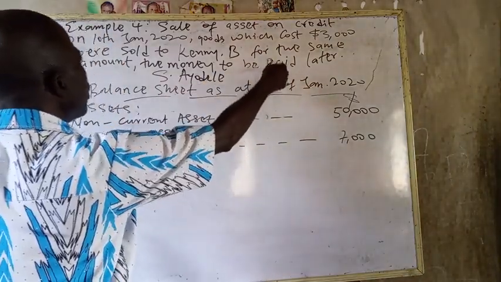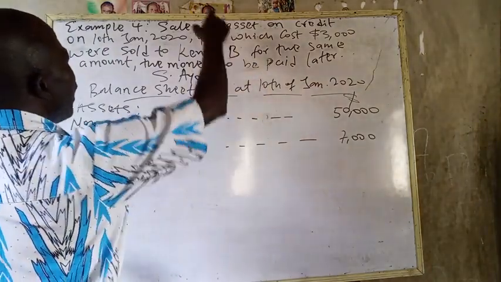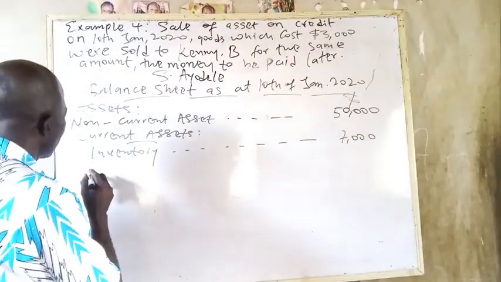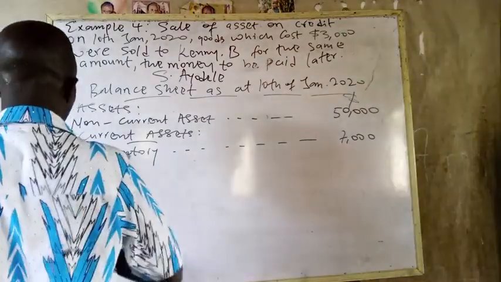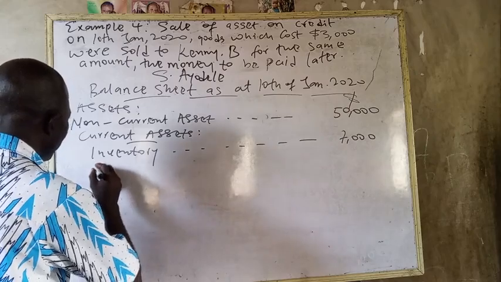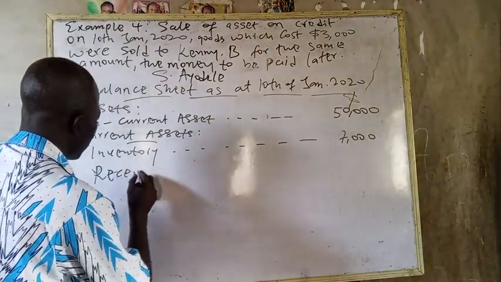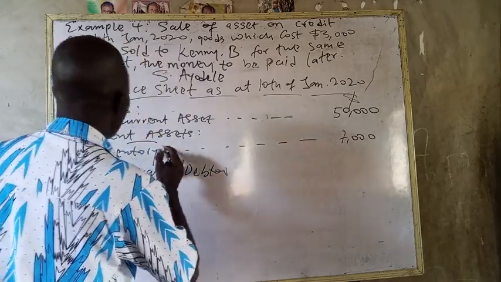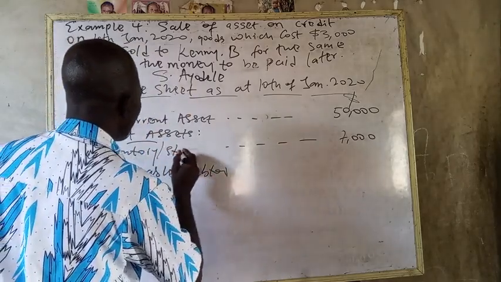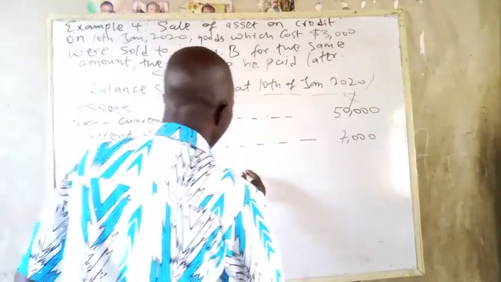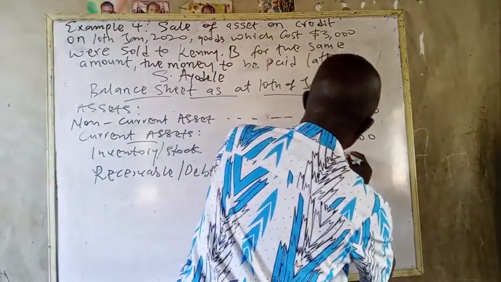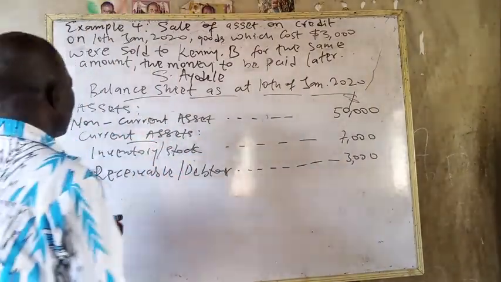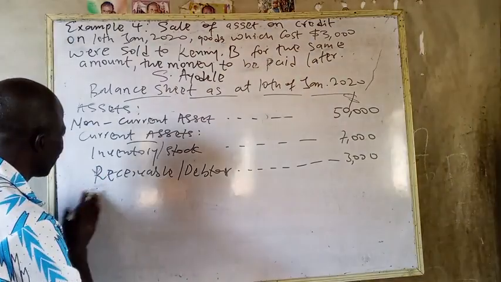So who is going to make payments later? That is Kelly B. And that Kelly B is now our debtor. It is classified as what? Receivables or debtor. You call it debtor. You can call this stock. So you have 3,000. You can see. Then we see bank under current assets. Cash at bank.